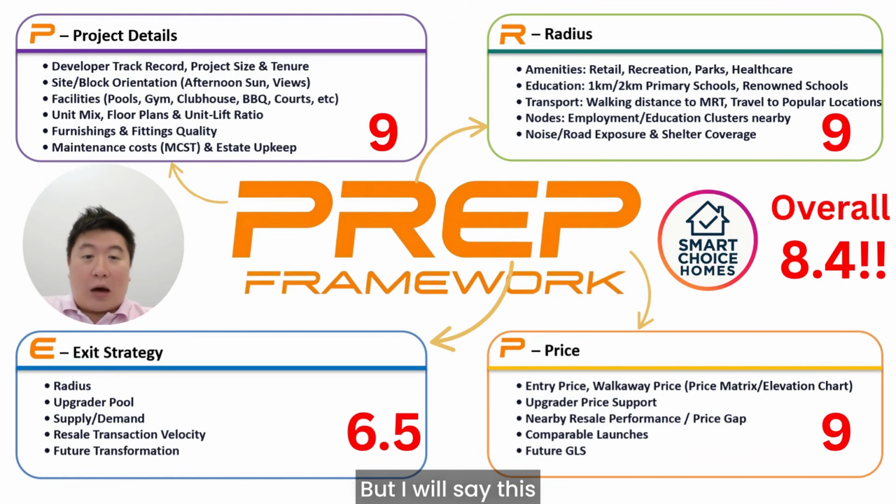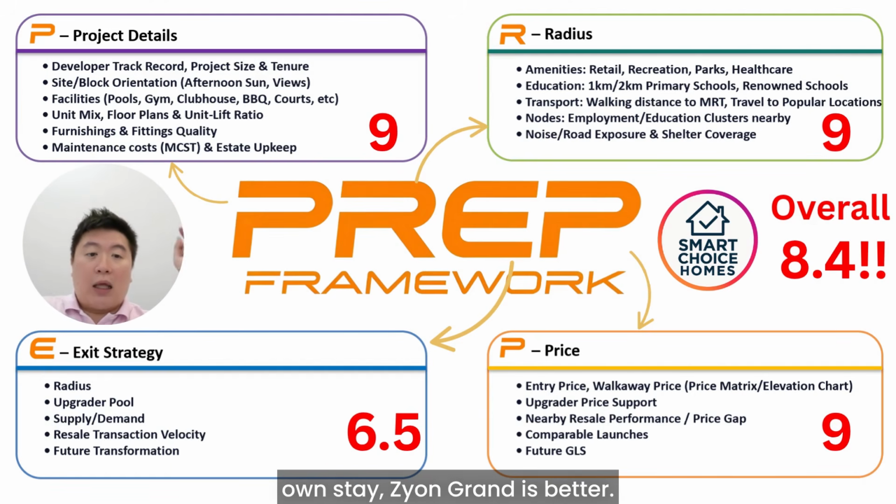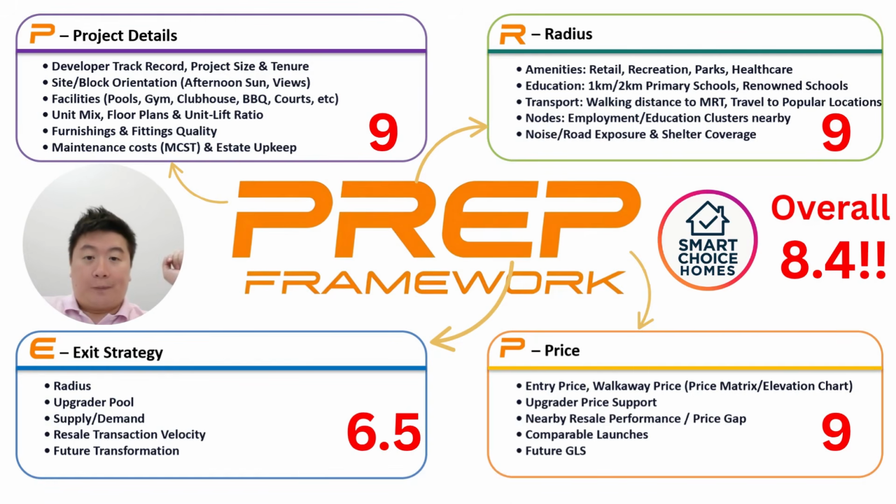But I'll say this though, to be fair. If you want to flip after 4 years, once our SSD is up, Penrith is better. If you want homestay, own stay, Zion Grand is better. That would be my conclusion between these two.